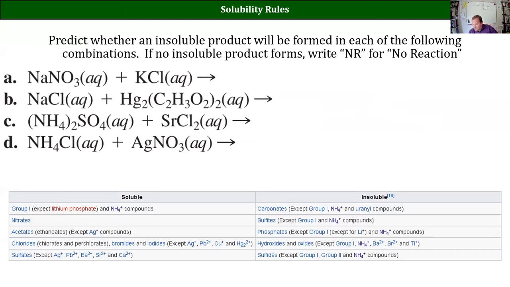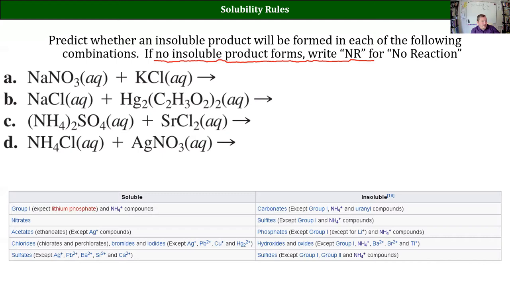I should also mention this section. If no solubility or no insoluble product forms, you just write NR for no reaction. Because what you're doing is you're starting with two solutions and you're mixing them together and nothing is sticking to each other. So you still have all those same ions just floating around. Nothing is happening. You're not making a solid.